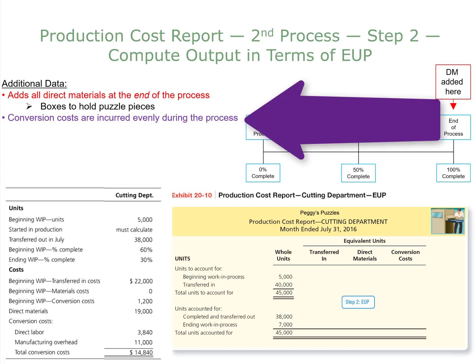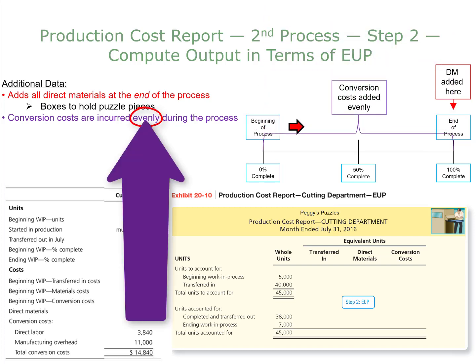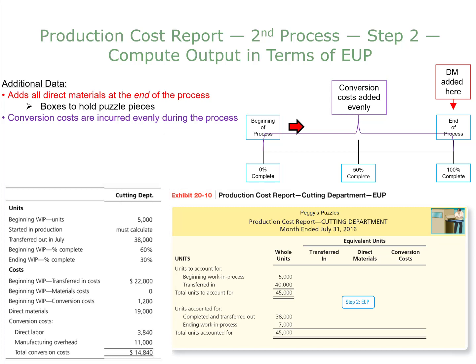But the conversion costs are a different matter. Remember, conversion costs are simply direct labor plus manufacturing overhead. Conversion costs are usually applied evenly throughout the process, and that's the case with this department. That means if the 7,000 ending work in process units were halfway through the process at the end of the period, then that would be the equivalent of 3,500 units being fully completed for conversion costs.